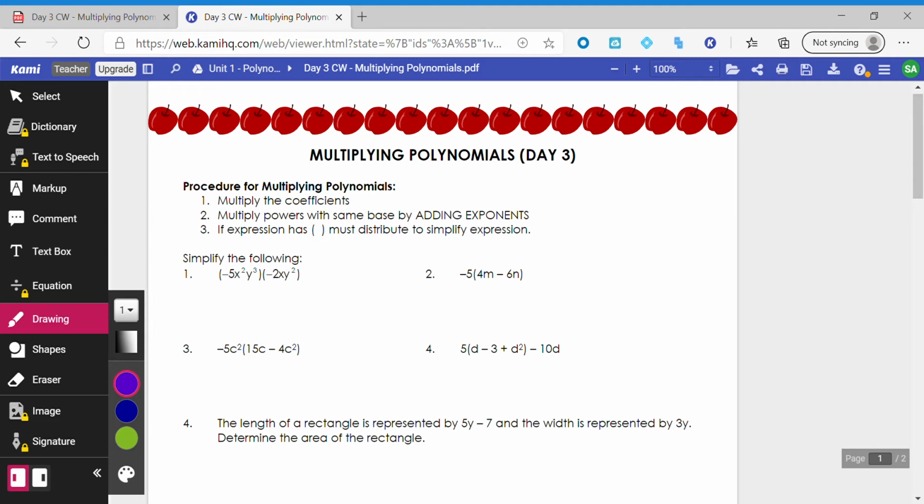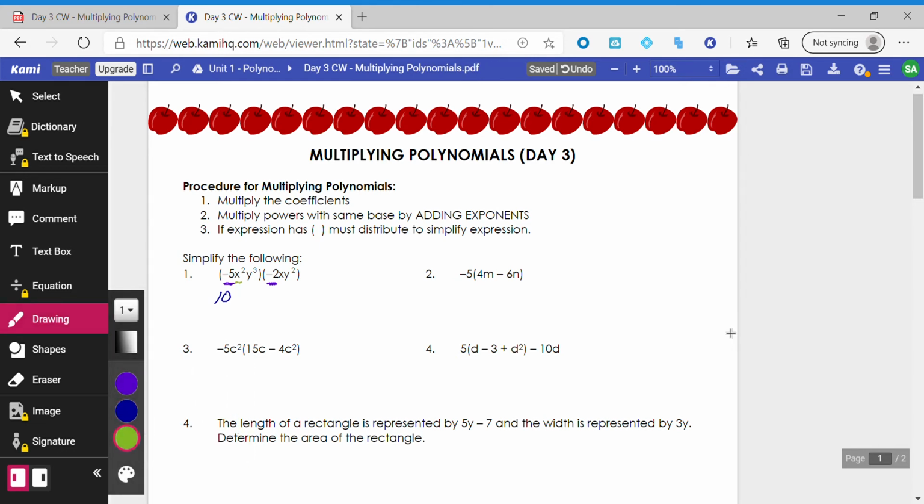So if it's a monomial times a monomial, and we can tell what we have based on the number of terms in our problem. If I take a look at our first problem here, negative 5x squared y cubed times negative 2xy squared, here we have a monomial times a monomial, nothing major. We're going to multiply things that are essentially the same thing. So number times number, letter times letter. In our case, we have negative 5 times negative 2. And if I use the rule of math, negative times negative makes positive. 5 times 2 makes 10.